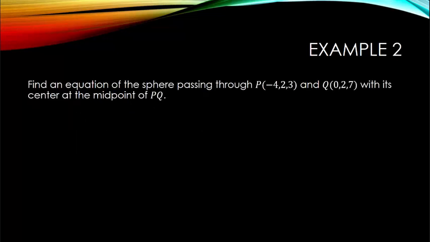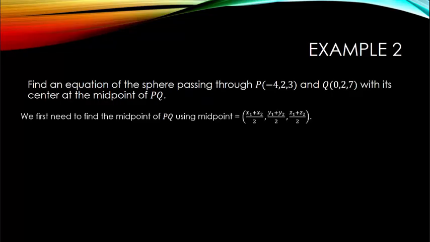I want to work another example. I want to find an equation of the sphere passing through the point P specified by the ordered triple (negative 4, 2, 3), and the point Q specified by the ordered triple (0, 2, 7). And this sphere has its center at the midpoint of PQ. First, I have to find the midpoint of PQ using the midpoint formula.